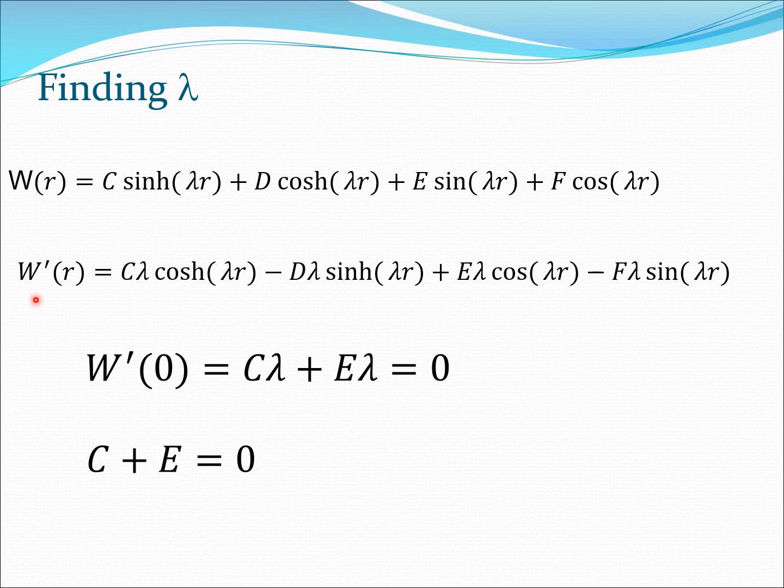So this is my function for W(r), and this is the function for W'(r). And now I put the second boundary condition, which is that W'(0) equals 0, and that gives me the second equation, C plus E equals 0.